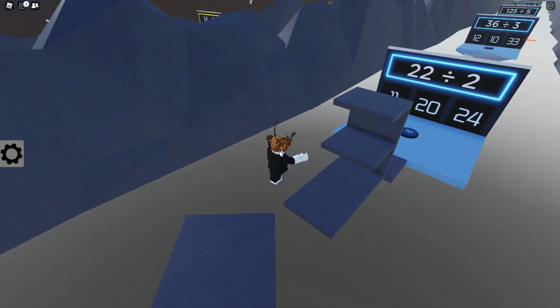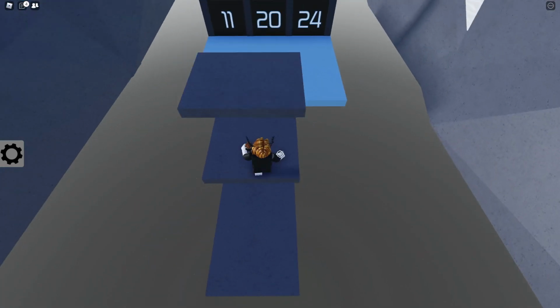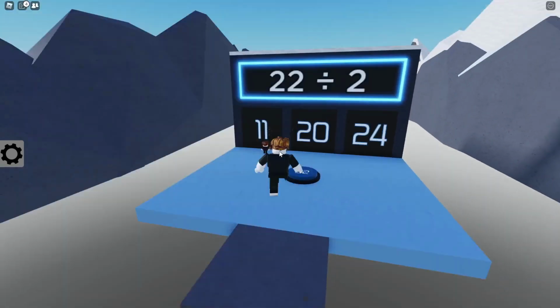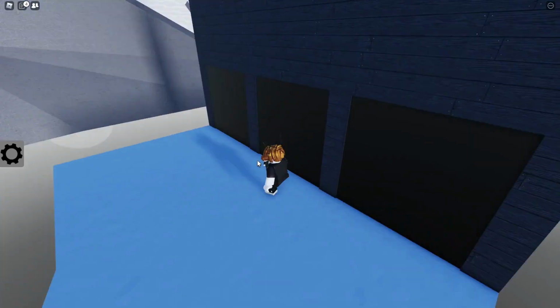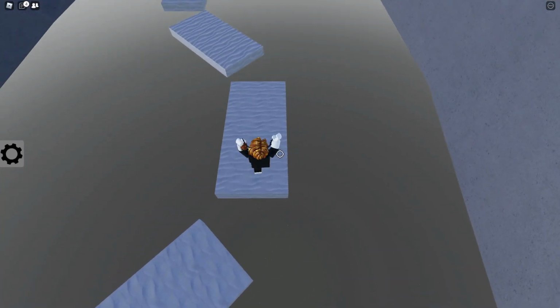It gave me false hope. I thought it was an actual head hitter. No, stop teasing me. I want a head hitter. I feel like people still wouldn't be able to do those very well. 22 divided by 2 would be 11. It's just multiplication, but backwards.